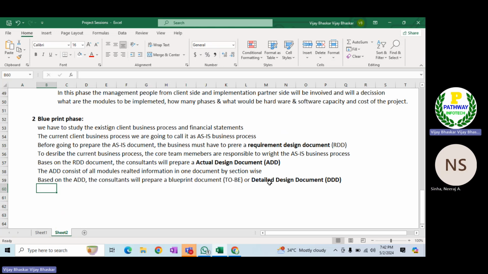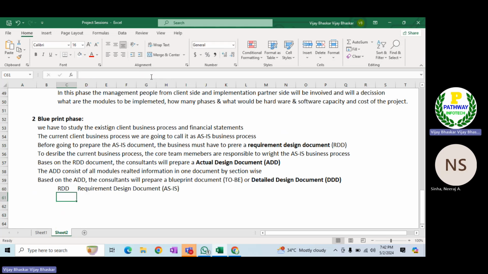The detailed design document consists of the information on what exactly we are going to configure in the system, what the input is and what the expected output is. These are very important documents. I'll put the document name RDD. RDD stands for requirement design document. The core team member will prepare the RDD document. It is the as is document.